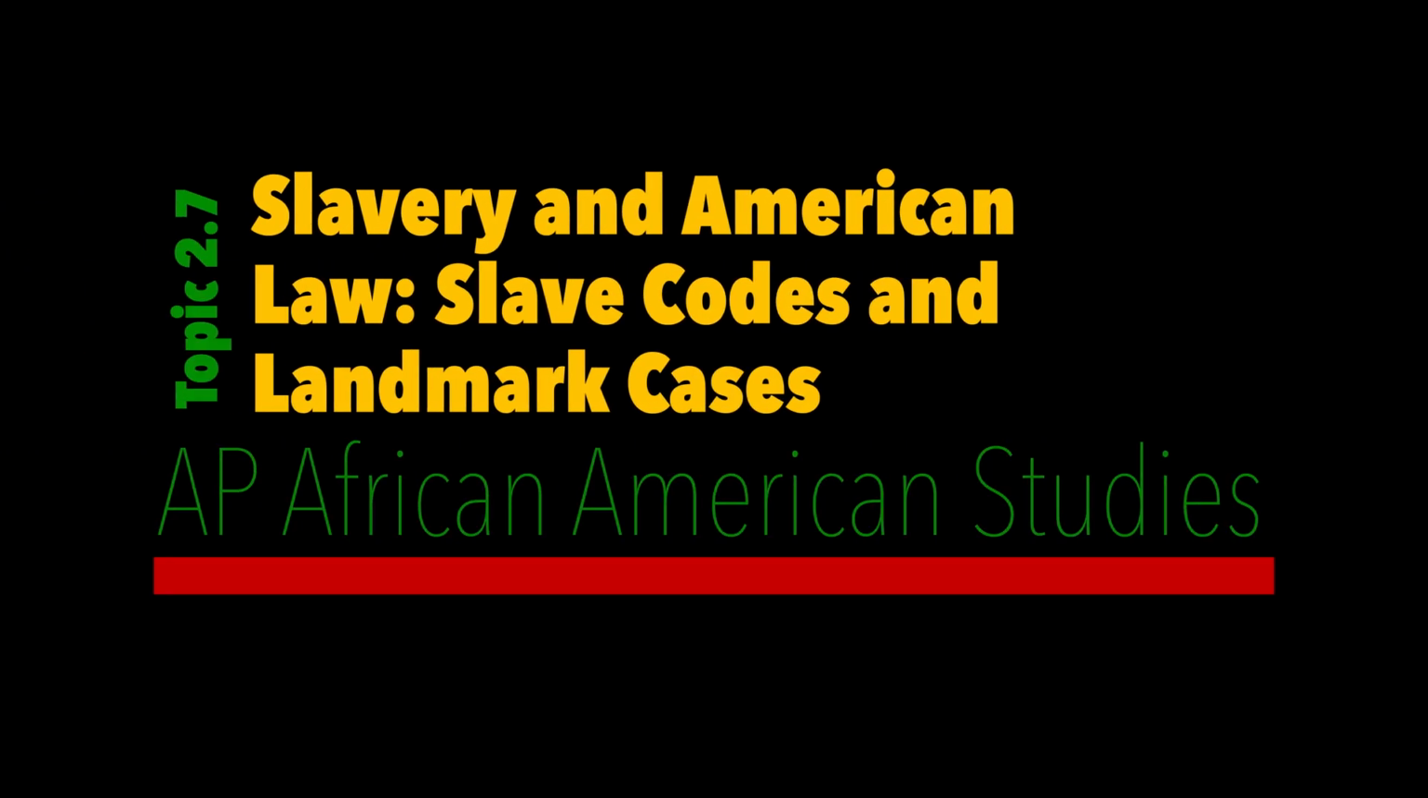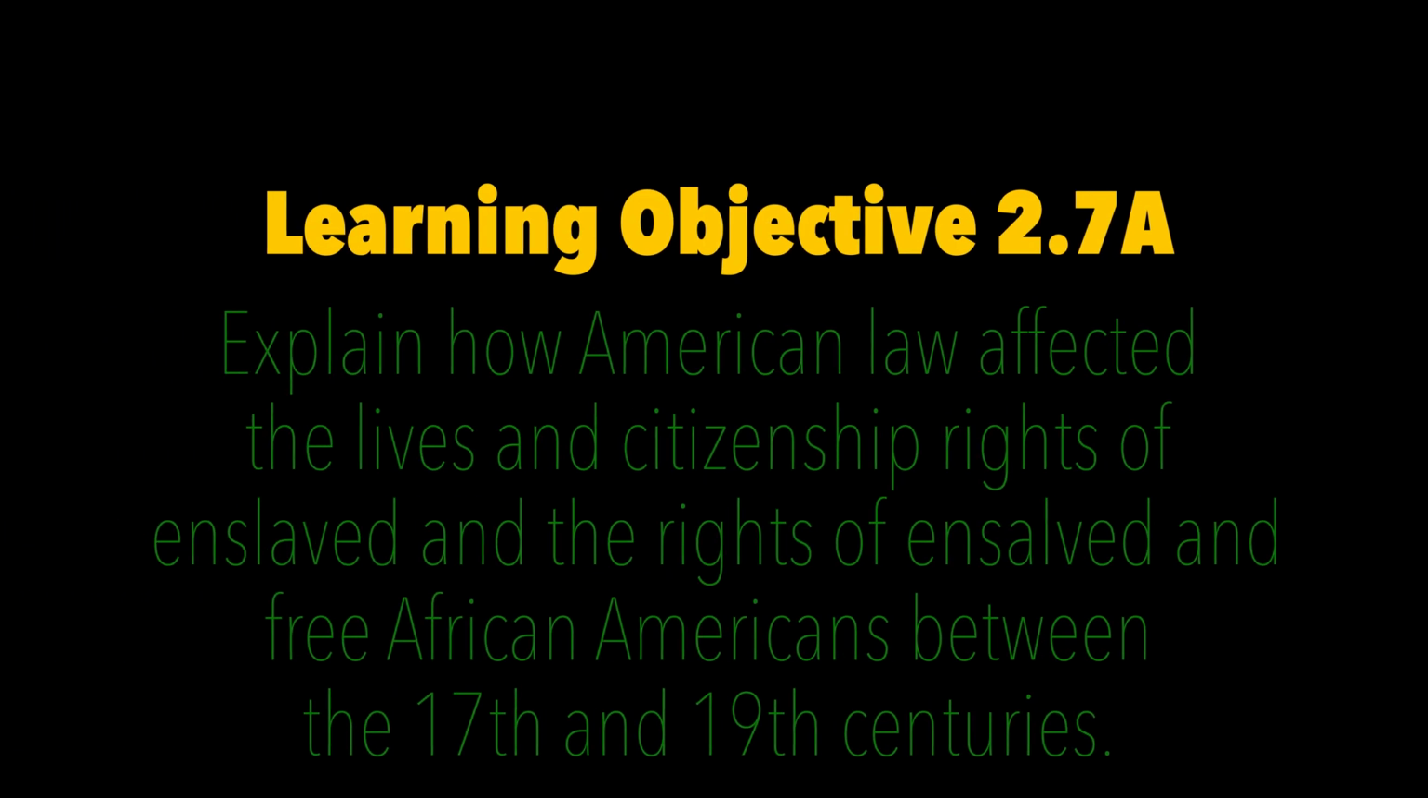This is topic 2.7, Slavery and American Law, Slave Codes and Landmark Cases. The first learning objective is to explain how American law affected the lives and citizenship rights of enslaved and free Americans between the 17th and 19th centuries.